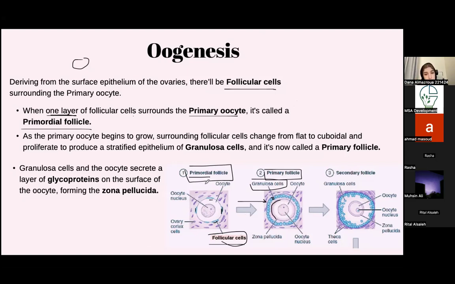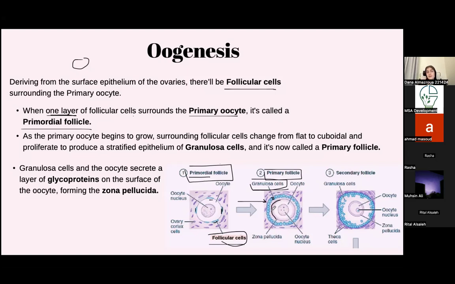So we had follicular cells in the primordial follicle, and then the cells enlarge and become cuboidal. Now we call them granulosa cells. And now that it changed from follicular to granulosa, the follicle, instead of being called primordial, we call it primary. The oocyte is still a primary oocyte stuck at prophase 1. And the oocyte and the granulosa cells release glycoproteins that form the zona pellucida.